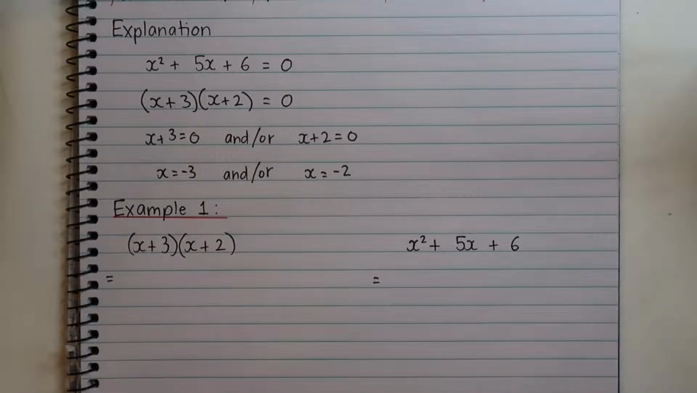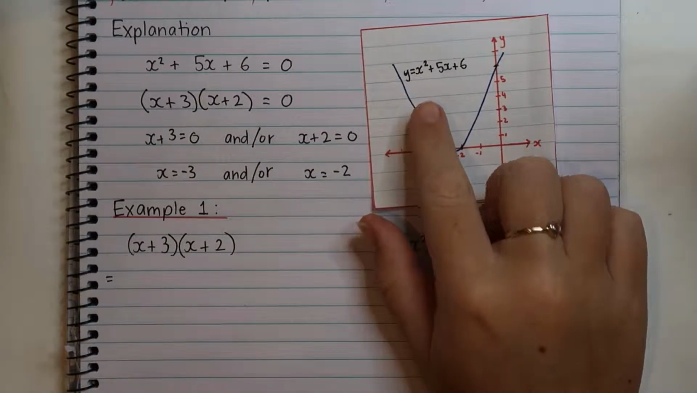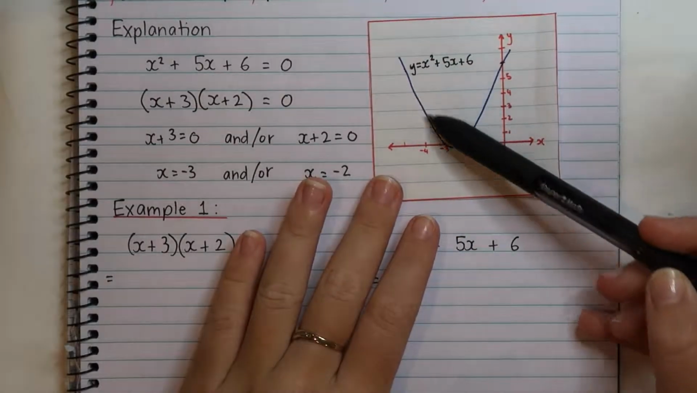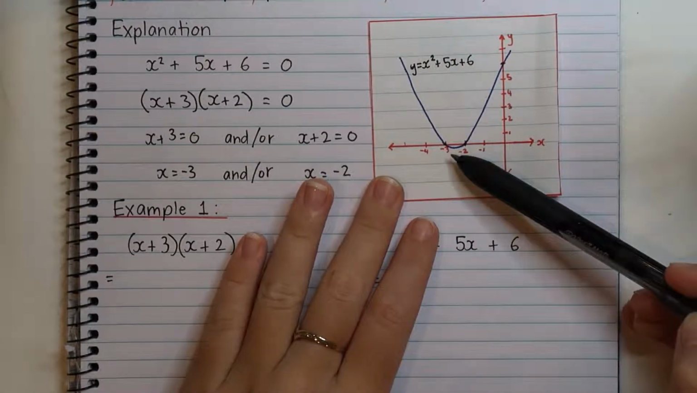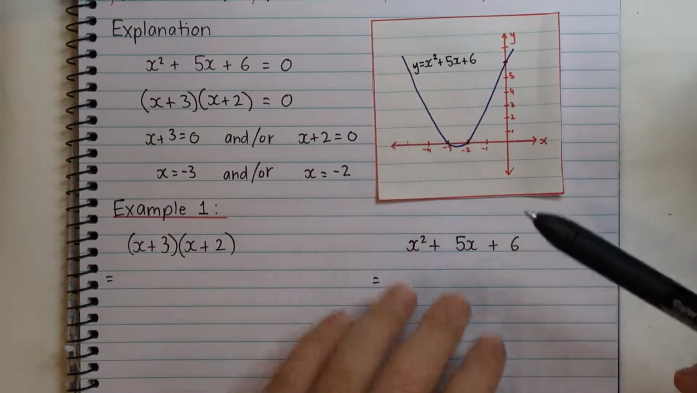So what does this tell us? The two solutions are the x-intercepts of the equation. This means where the curve crosses the x-axis. Graphically, this equation is represented by y equals x squared plus 5x plus 6. Here you can see is the parabola and the two x-intercepts, which are negative 3 and negative 2.